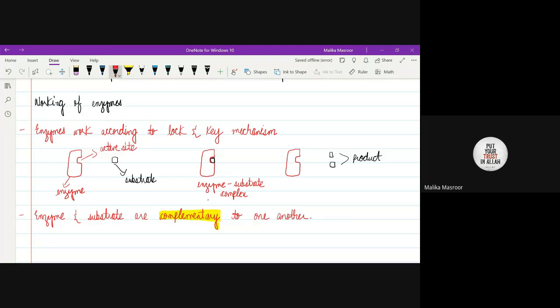Like for example, this will not fit here, this will not fit here, because they're not complementary to the shape of the enzyme. Like you have a specific key for a specific lock, right? Not every key fits into every lock. Similar to that. Is this clear?